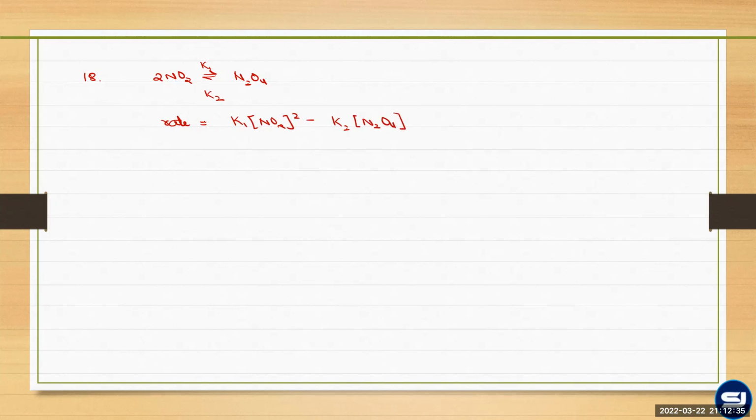But this is the rate. You were not asked the rate, you were asked the rate of disappearance of NO2. Now, what is the rate with respect to NO2? Minus half dNO2 by dt. But you are not asked minus half dNO2 by dt, you are only asked the rate of disappearance of NO2, which is minus dNO2 by dt. So this will be 2 times K1 NO2 squared minus 2 times K2 N2O4. Is the difference understood? Yes, sir.